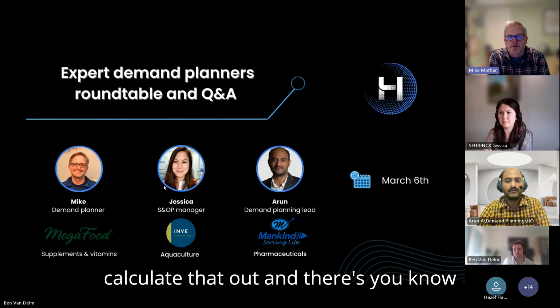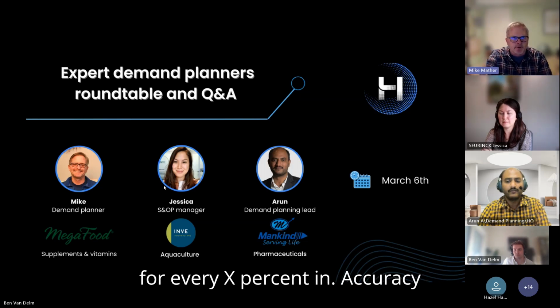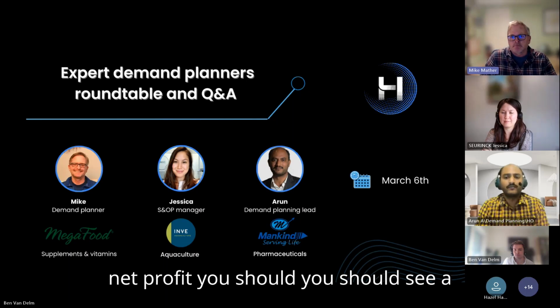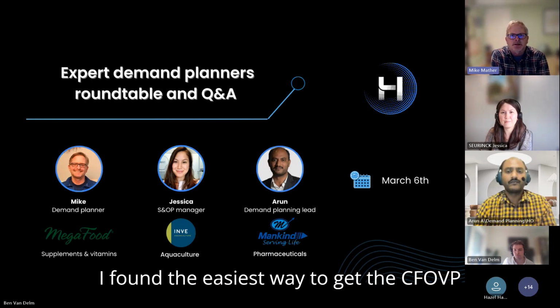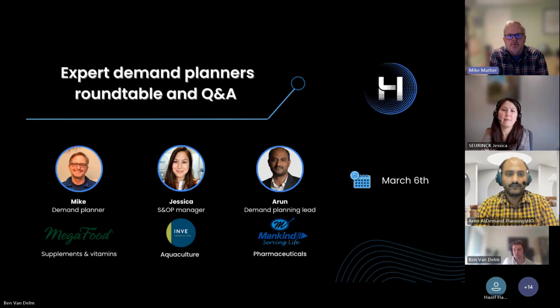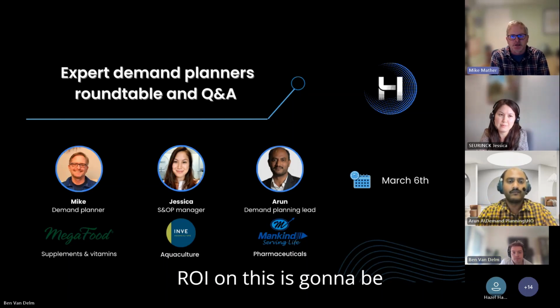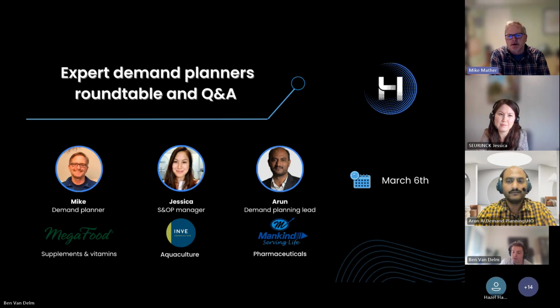And there's formulas that, like, Institute of Business Forecasting will have. Let's say for every X% in accuracy improvement, your EBITDA, your net profit, you should see a gain of X%. So I found that the easiest way to get the CFO, VP of Ops buy-in is just show the ROI on this is going to be easily 200 to 300% in cases.